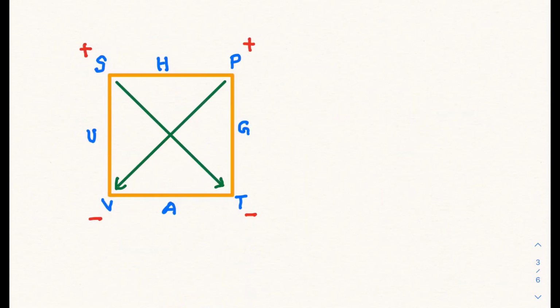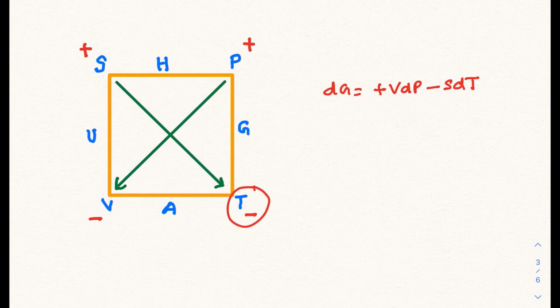Similarly, you can derive dG equals plus V dP minus S dT. Here, the second term has minus sign as T has the arrow pointer or minus sign.